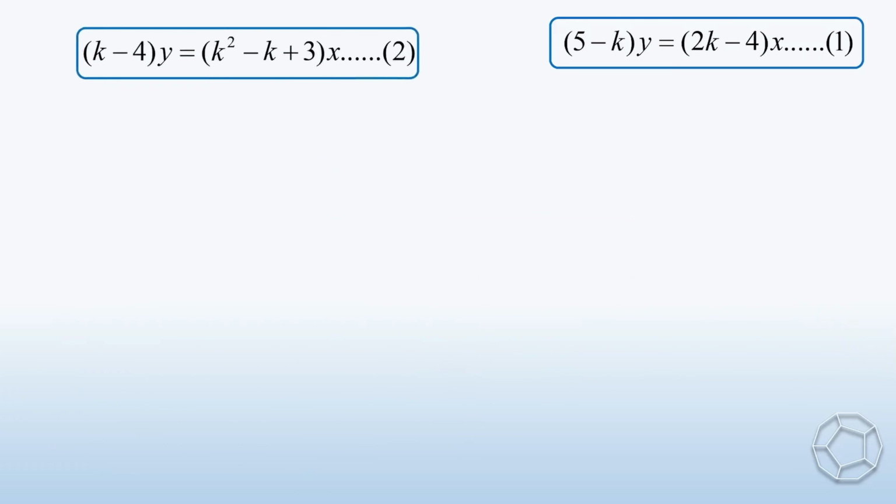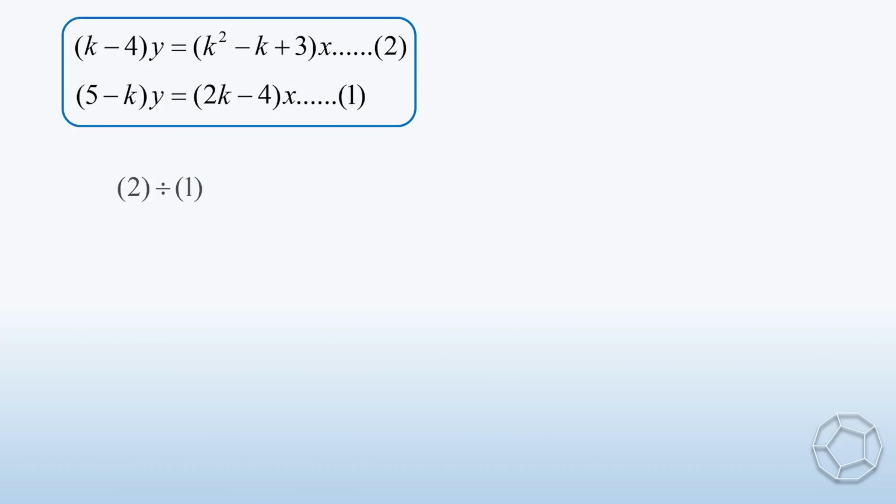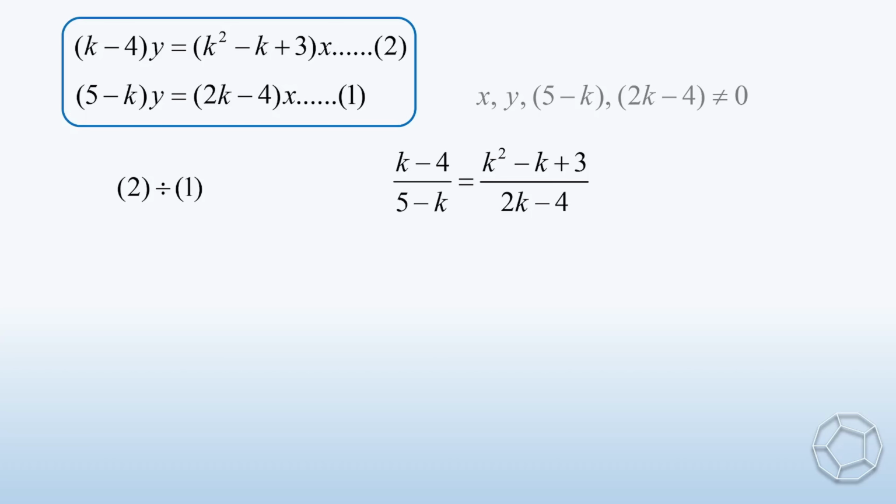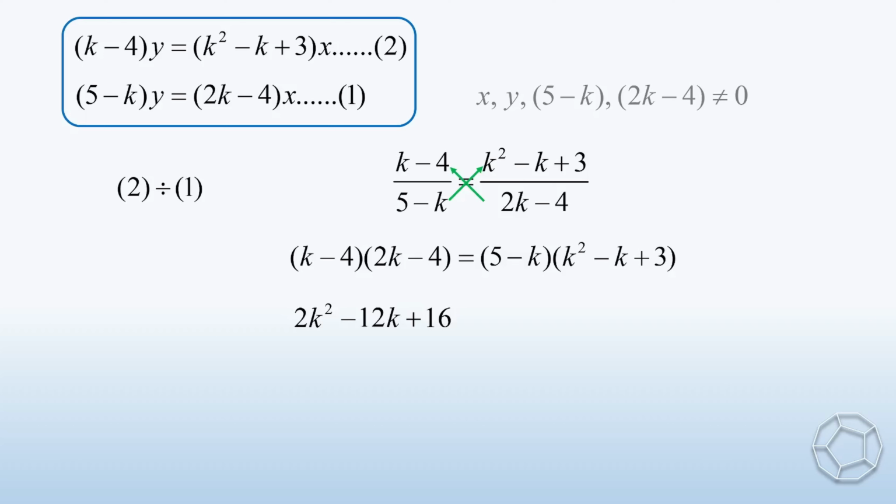We put the two equations together. Divide equation 2 by equation 1. Then we can get rid of the unknowns x and y. Because all the terms in equation 1 are non-zero, everything looks good. Now cross multiply the equation again. We expand the left-hand side and the right-hand side like this. After simplifying the equation, we get k cubed minus 4k squared minus 4k plus 1 is equal to 0.